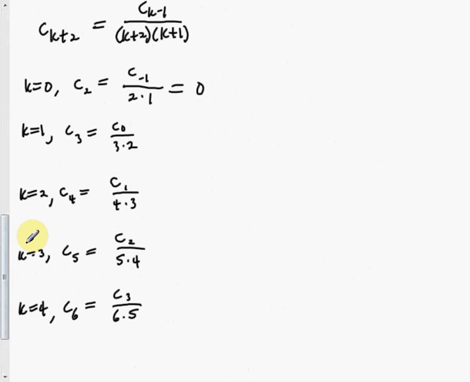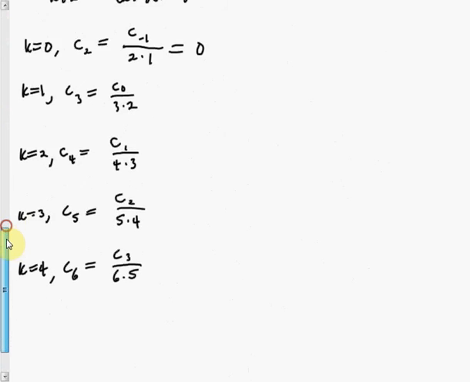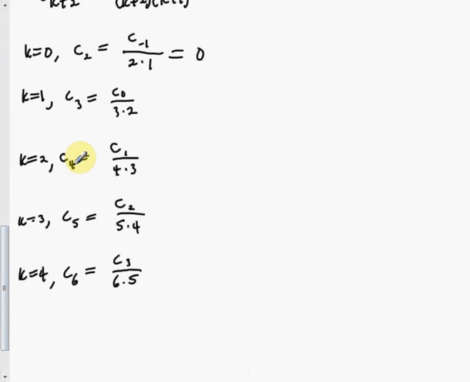Now, so let's see. C sub 4 depends on c sub 1. C sub 5 depends on c sub 2, but c sub 2 is 0. C sub 6 depends on c sub 3. C sub 3 is right here. C sub 3 is c naught, and this is 6 times 5 times 3 times 2.